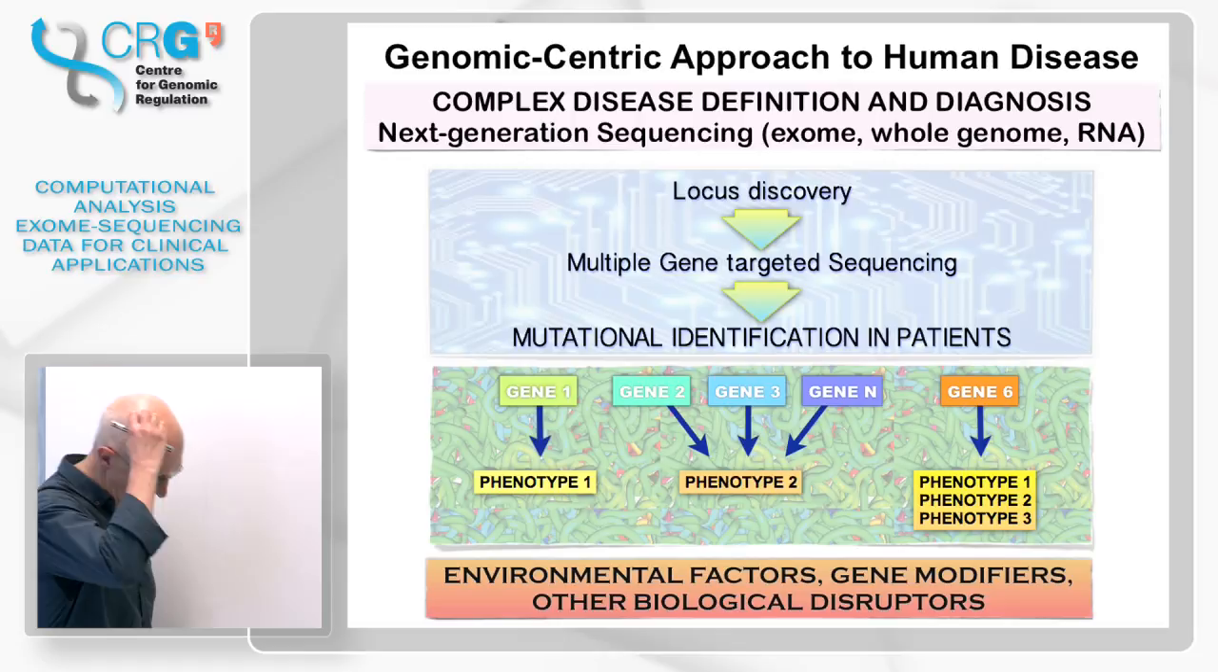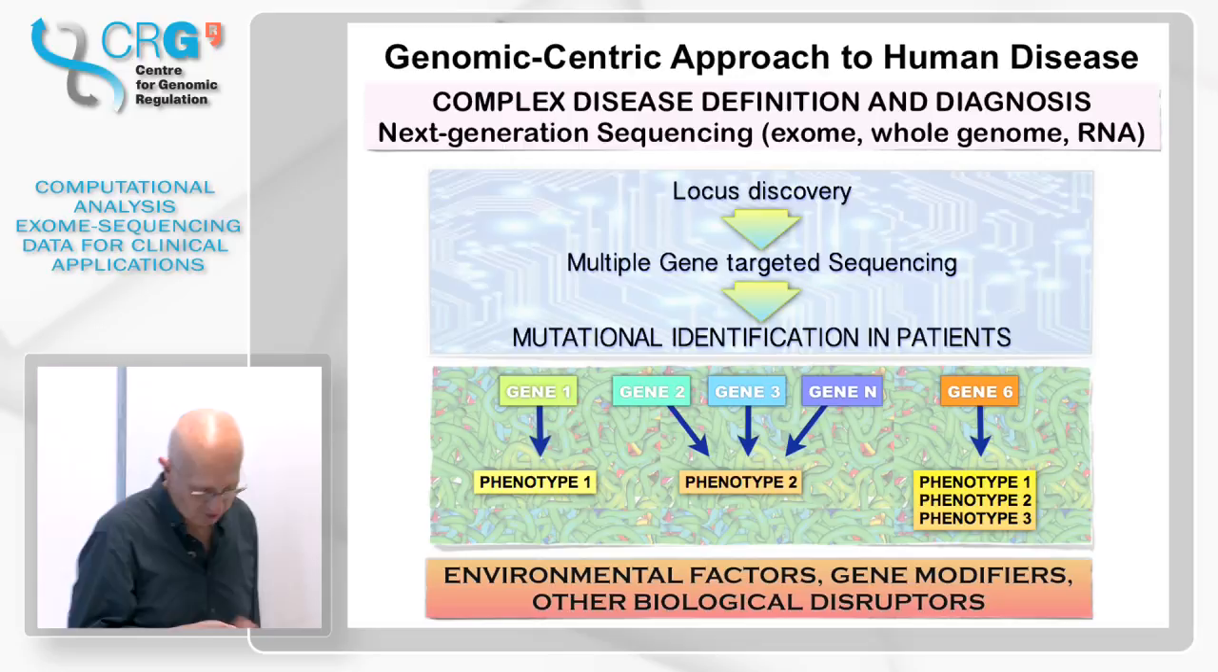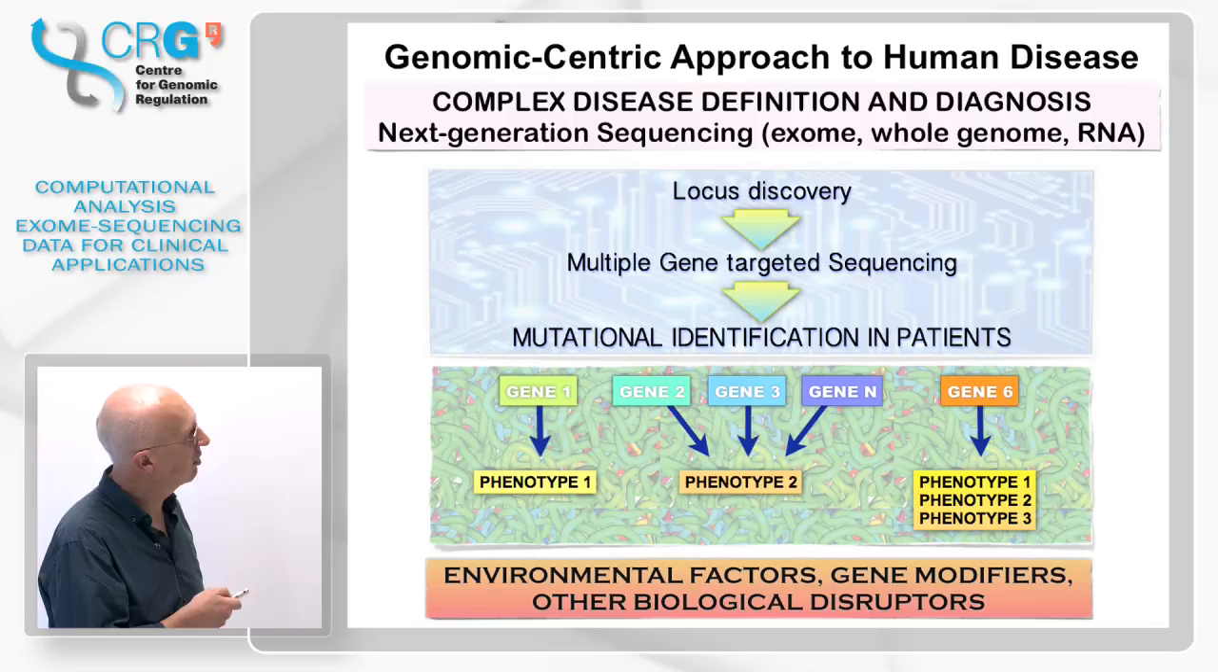So I would say that this is an example of some of the applications, but as I mentioned, for many of the complex disorders we now have fantastic tools of next generation sequencing: exome, whole genome, RNA.